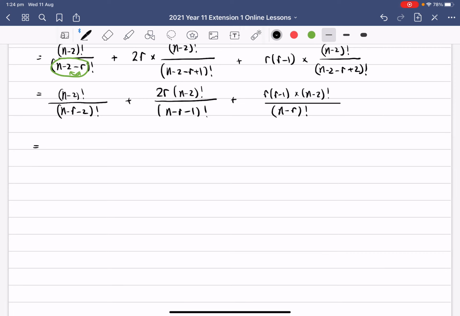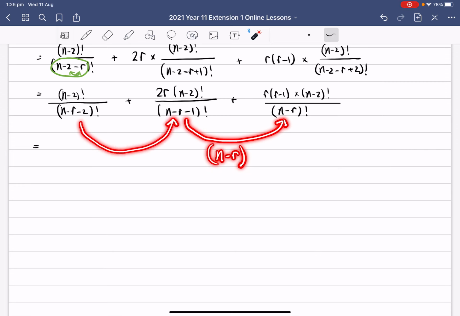Now, we need to make the same denominator. So this is a bit tricky now. With the same denominator, we need to look at which number is the biggest, okay? Clearly, n minus r is the bigger number, all right? It's bigger than n minus r minus 1. So what you need to think about is, in order for us to change that denominator to n minus r, we need to times by n minus r. In order for us to change this one over to here, we need to times by n minus r minus 1.